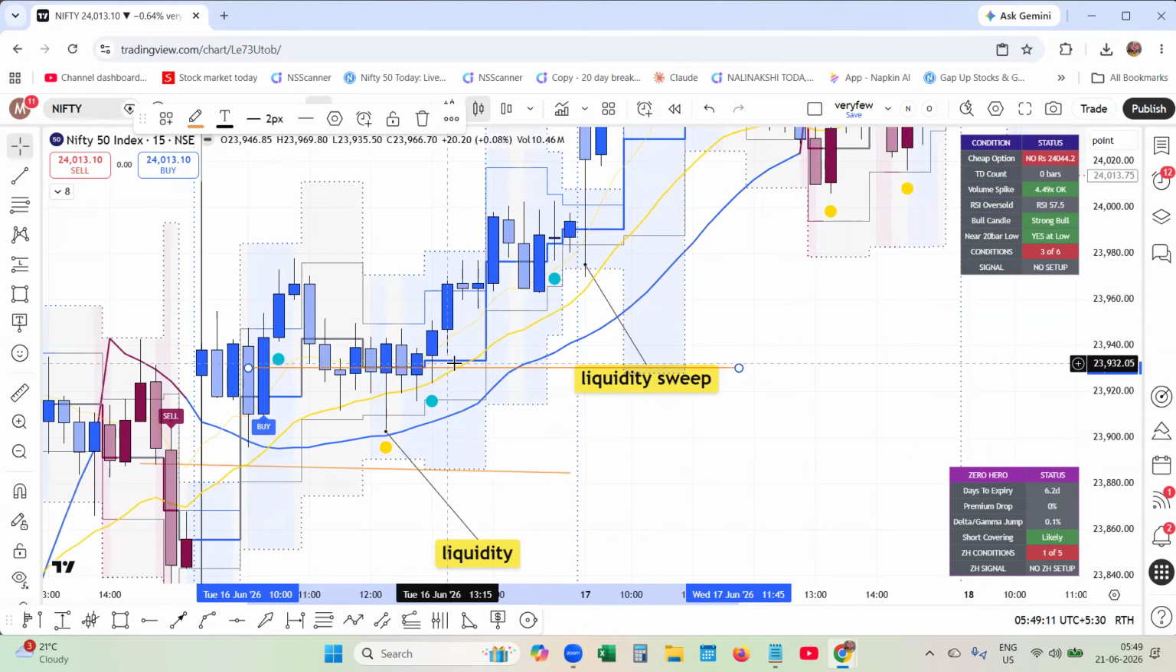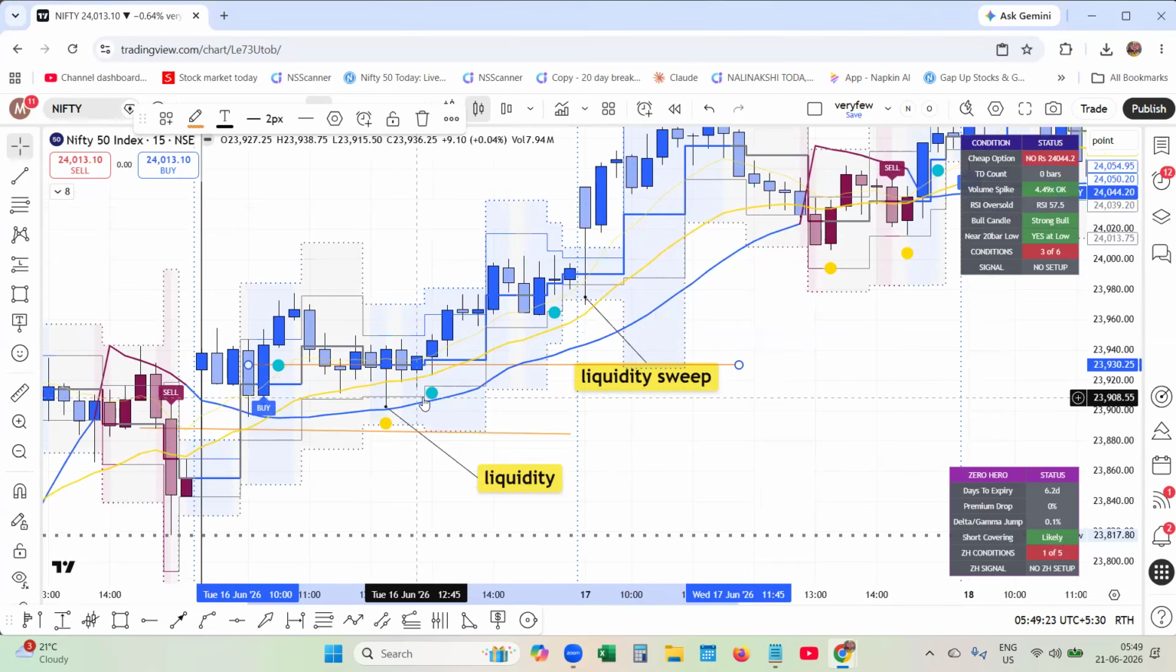Instead of looking at the order flow directly, we observe its footprint through price behavior. This is the price behavior. And automatically my Nalini Precision Engine flashes by. That is what it is doing.